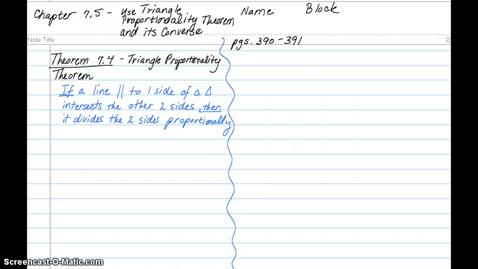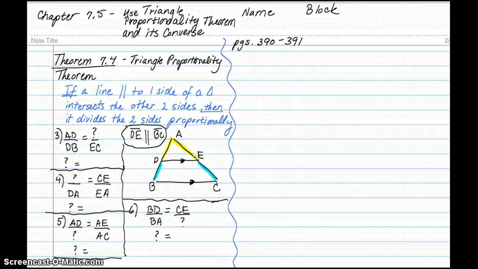It's theorem 7.4, triangle proportionality theorem. If a line parallel to one side of a triangle intersects the other two sides, then it divides the two sides proportionally. Okay, this is the guided practice. This is page 390, guided practice.